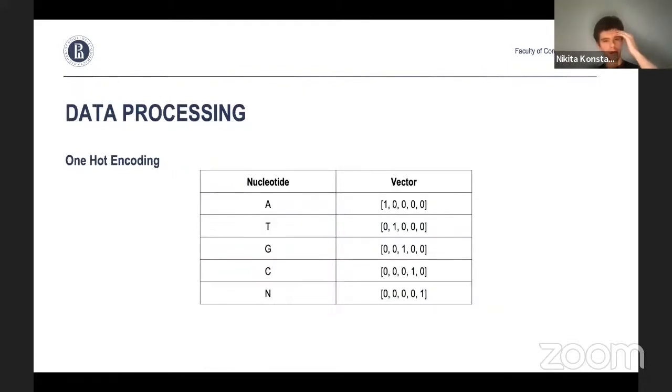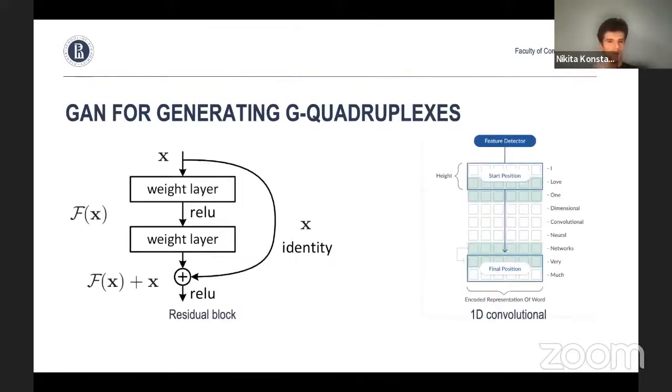Now let's talk about our approach. Firstly, we one-hot encoded the original quadruplex sequences, the same way as Nazar and Pavel told you. After that, we tested different GAN architectures for the generator and discriminator, but the best one was a CNN-based residual network. Here we can see the residual block, with 1D convolution. This network performs best compared with the other network architectures.